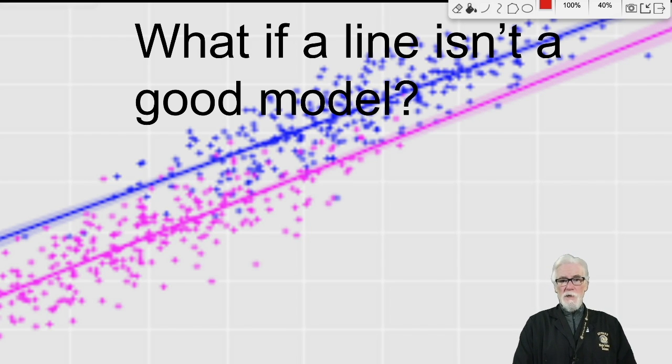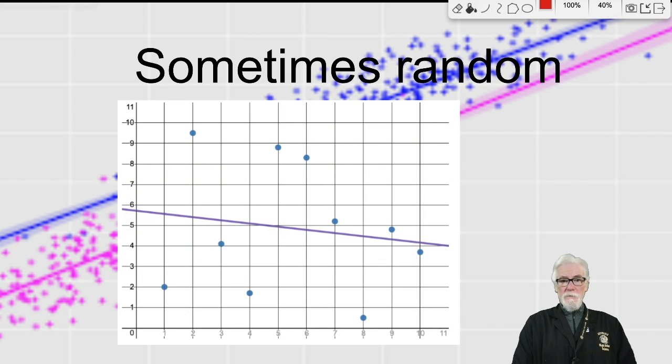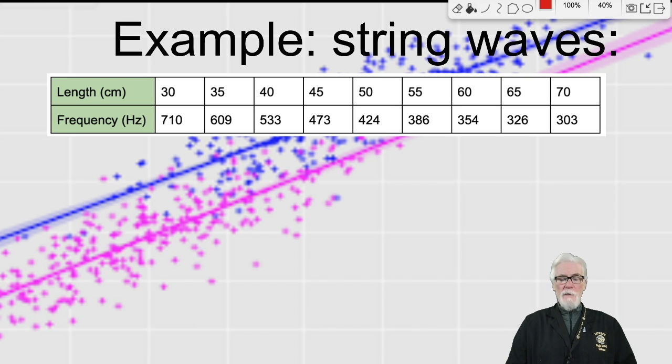So again, we're asking ourselves the question, what if a line isn't a good model? Always we want a line to be our model, but sometimes it doesn't work out that way. And again, we need to consider that sometimes you're just not going to be able to get a good model because the data is just too random to make a predictive model out of it. But sometimes it's not. And we'll take a look here at an example that comes from some real-life data.